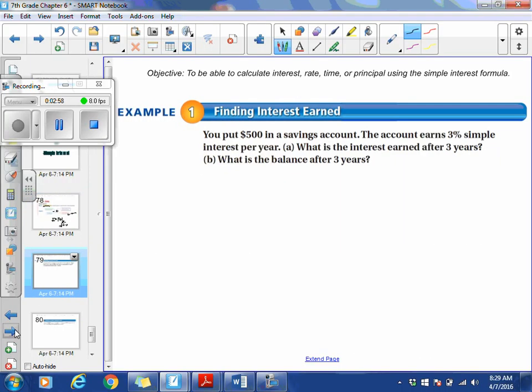Let's do a few examples to make this make a little more sense. You put $500 in a savings account. Remember, the amount you deposit or the amount you borrow is your principal. So first, I would like you to write the formula. To calculate interest, you take principal times rate times time. You put $500 in a savings account. That's our principal. The amount you deposit or the amount you borrow is the principal, the original amount.